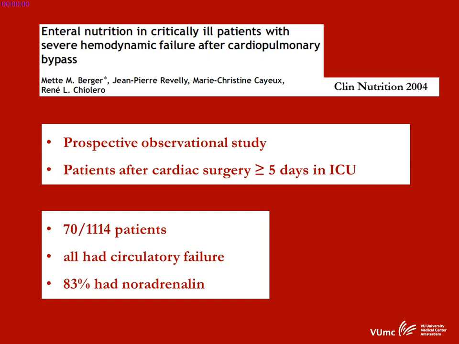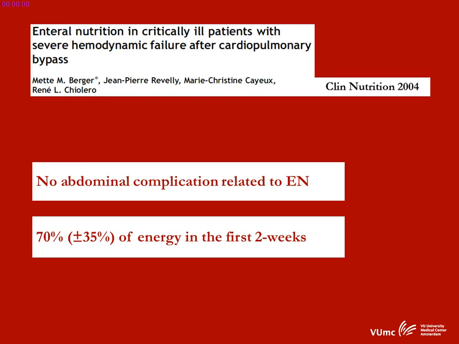This is a Swiss study, prospective observational, done in cardiac surgery patients. They all had circulatory failure, and the majority were on noradrenaline, and they showed there were no complications related to enteral nutrition. They said, well, we could only deliver 70% of the energy in the first 2 weeks. It should be better, of course. We should aim at a better target. But if we look at other nutritional studies, it's what they all find.